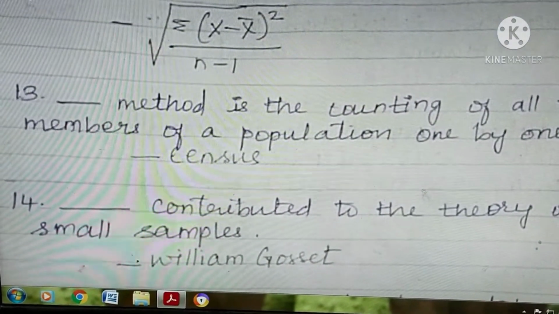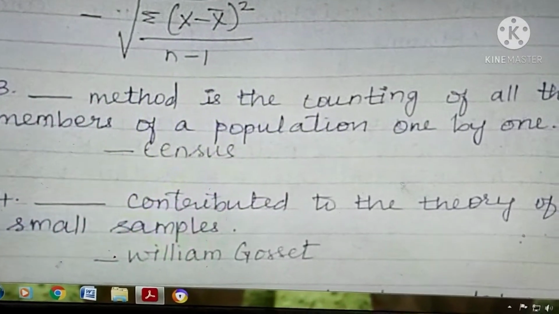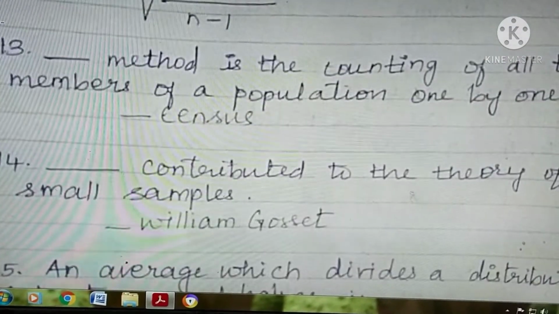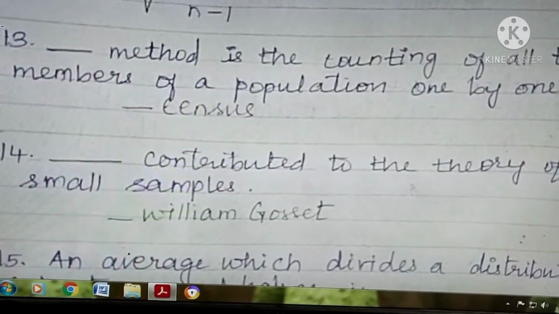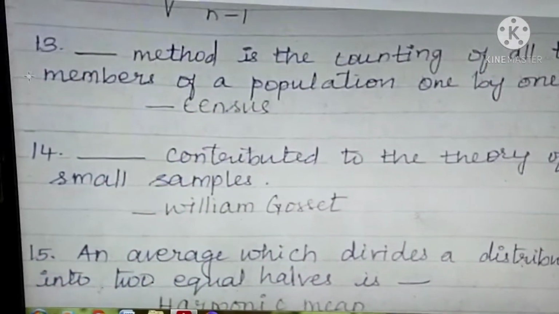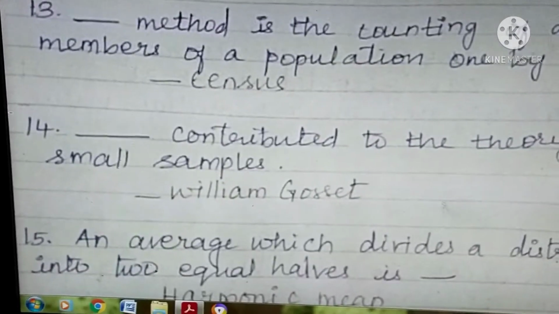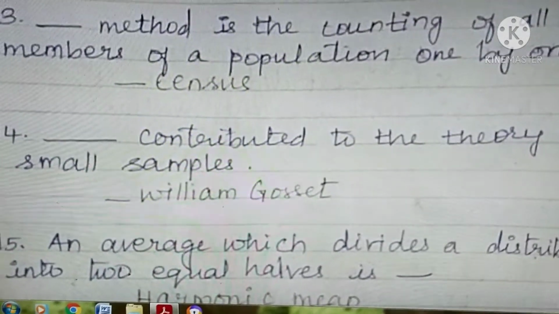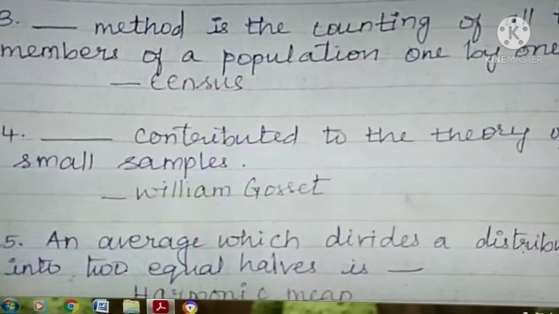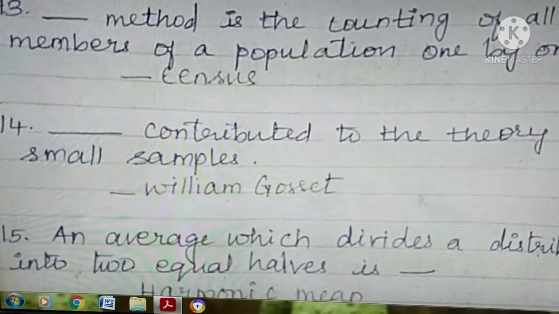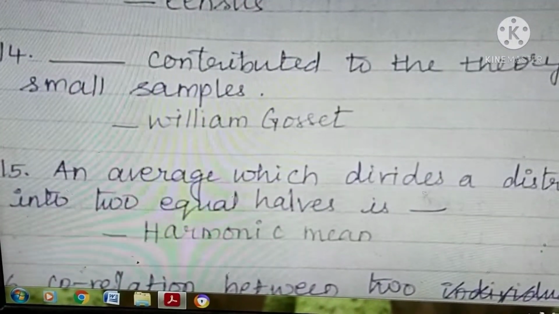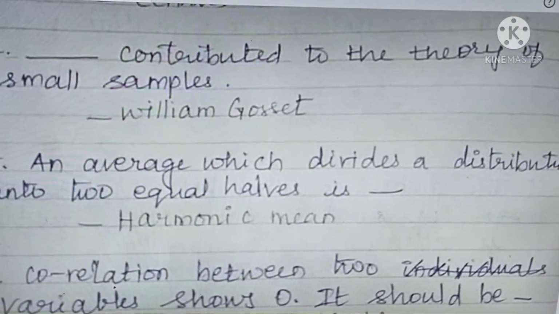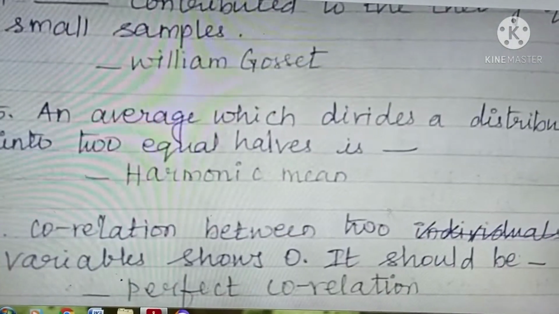The dash method is counting all the numbers of your population one by one. Counting one by one of your sample is the census method, because it involves counting all the numbers. Next question. Dash contributed to the theory of small samples. William Gosset has contributed to the theory of small sampling. An average which divides a distribution into two equal halves is harmonic mean.